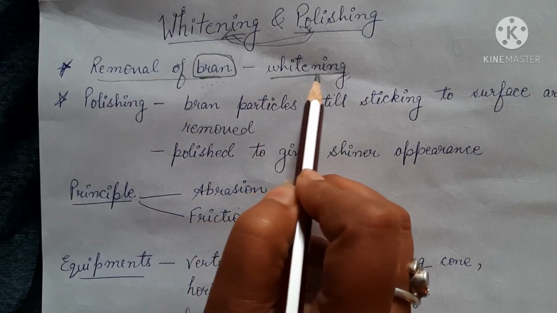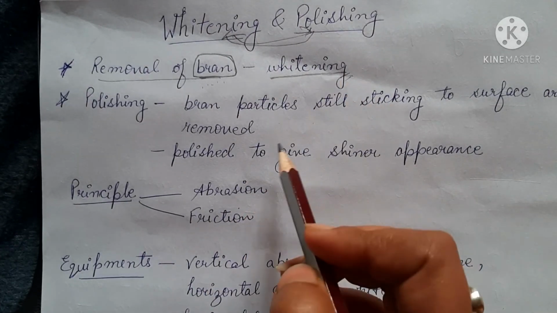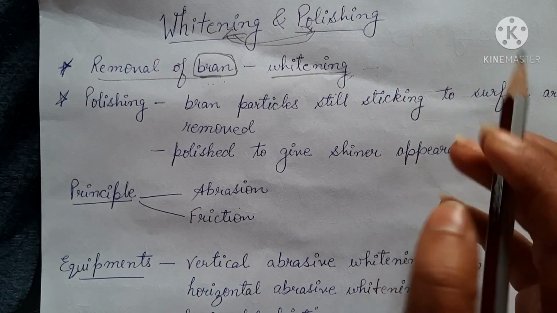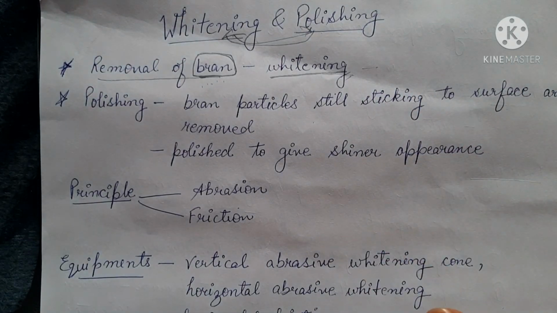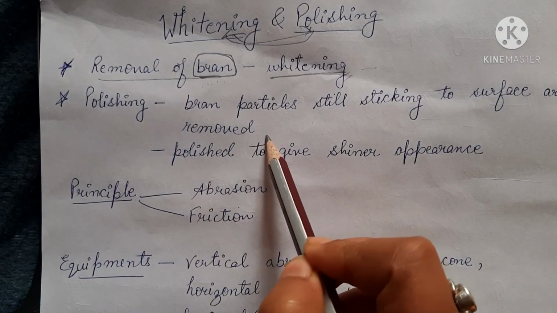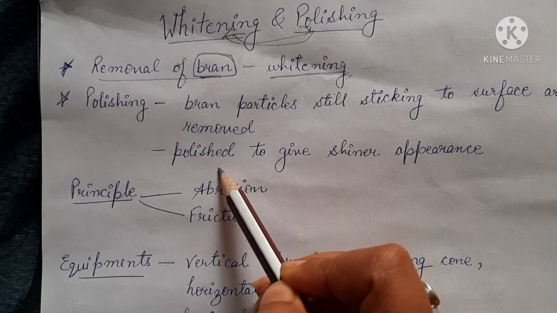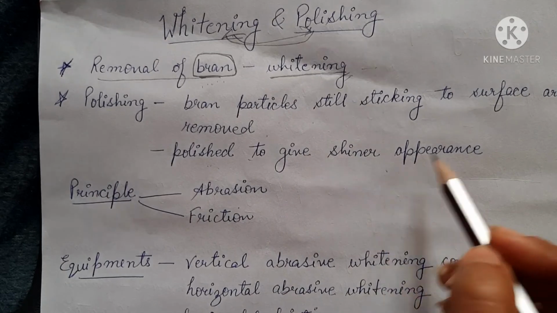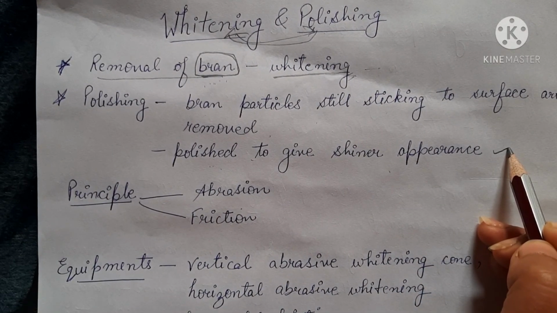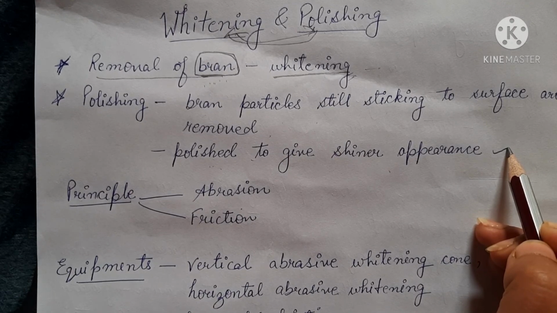The rice whitens. Now, why do we need to do polishing? We have removed the bran, but some of its particles are still on the surface of the rice. So bran particles still sticking to the surface are removed, and the rice is polished to give a shinier appearance. I've already told you that it appeals to the consumers, right?